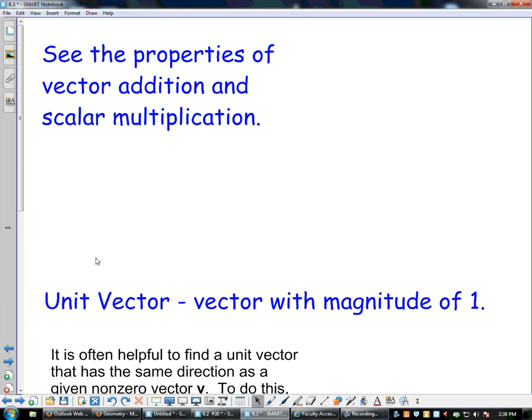All right, so take a look at the properties of vector addition and scalar multiplication. I don't think I have these here.